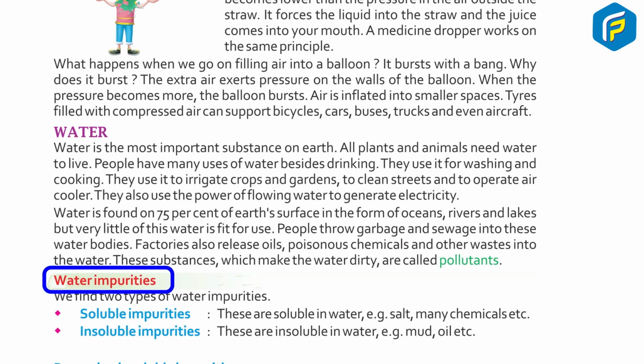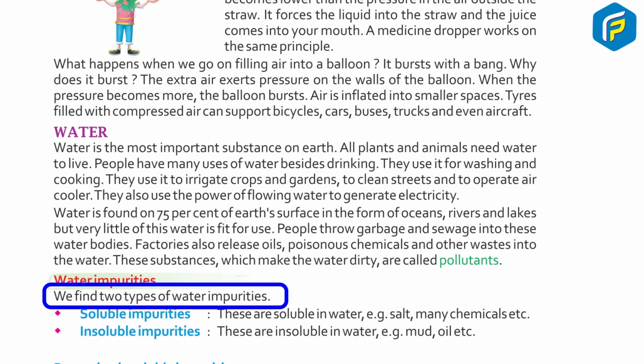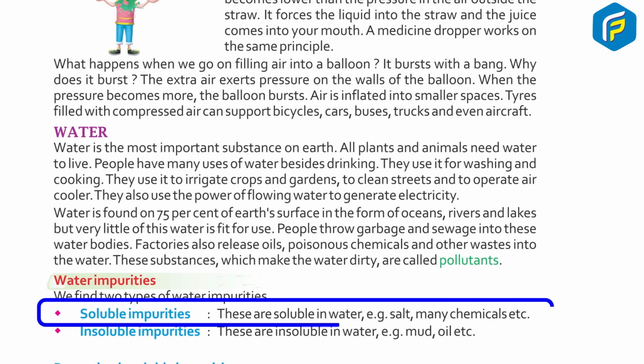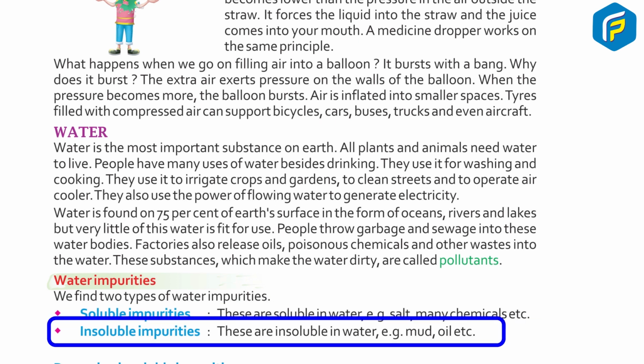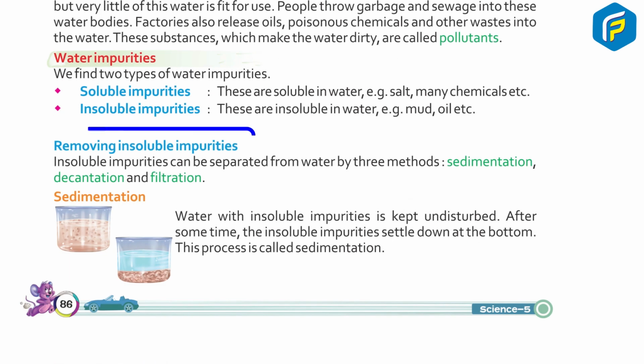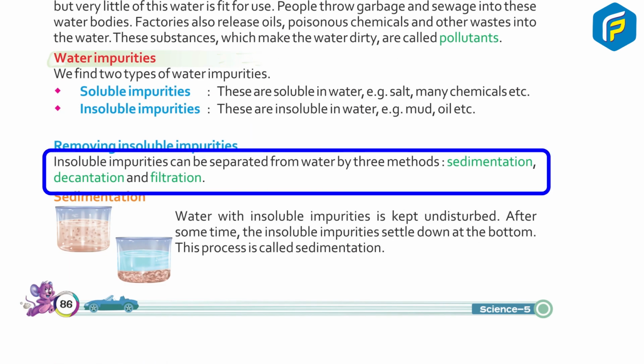Water impurities. We find 2 types of water impurities. Soluble impurities. These are soluble in water, for example salt, many chemicals, etc. Insoluble impurities. These are insoluble in water, for example mud, oil, etc. Removing insoluble impurities. Insoluble impurities can be separated from water by three methods: sedimentation, decantation, and filtration.